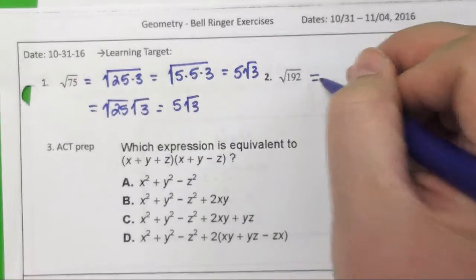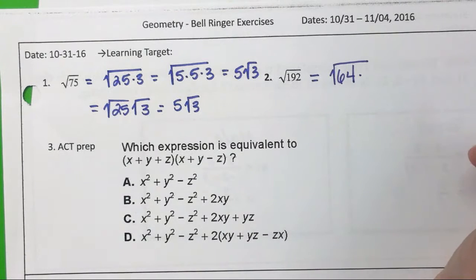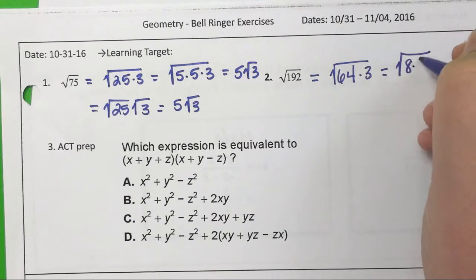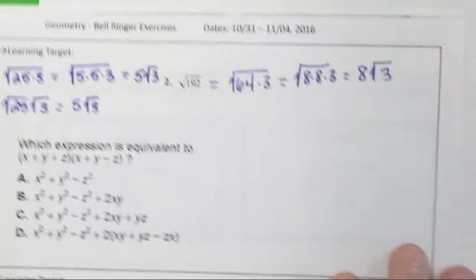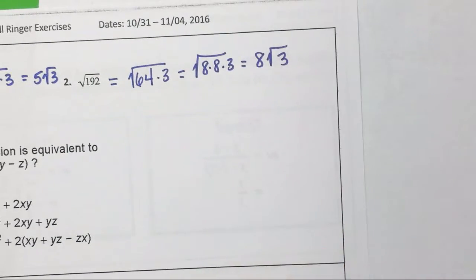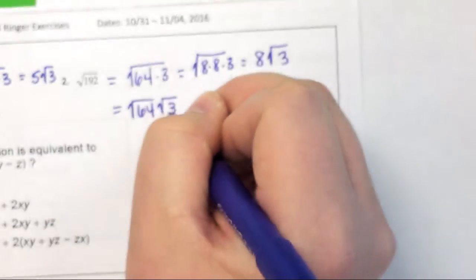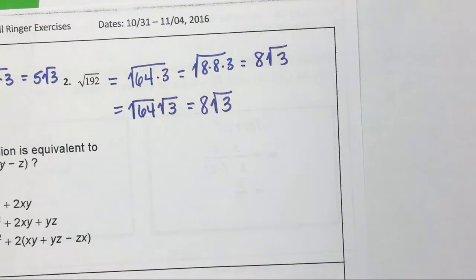For 192, I saw that was 64 times, what did you have, Emmy? 64 times what? Was it 3? Okay, which is really 8 times 8 times 3, which is 8 square roots of 3 because the 8's go on a date. Or we could say it's 64 and 3 get a divorce. I know the square root of 64, that's 8, so 8 square roots of 3. Either way, I get 8 square roots of 3.